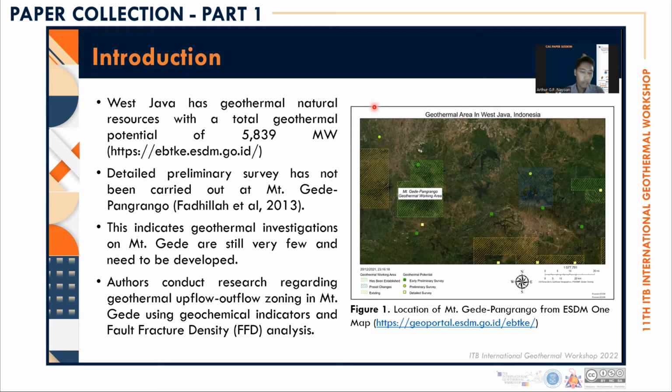2013, we know that the detailed preliminary survey has not been carried out at Mount Gede Pangrango, but some time after this, there were many researchers who have conducted research in the Mount Gede Pangrango, but not in Mount Gede, in the Mount Pancar. And this indicates that geothermal investigation on Mount Gede is still very few and needs to be developed. So we are doing research in this area about the geothermal outflow zoning in the Mount Gede. And this is our research area, as you can see on the right side of the slide from the ASDM map.